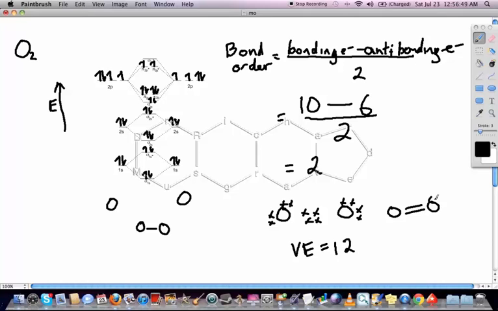And that's the only way that we can arrange it so that each of those oxygens ends up having 8 electrons. They have to share a double bond, and that would be what's predicted by the bond order as well.